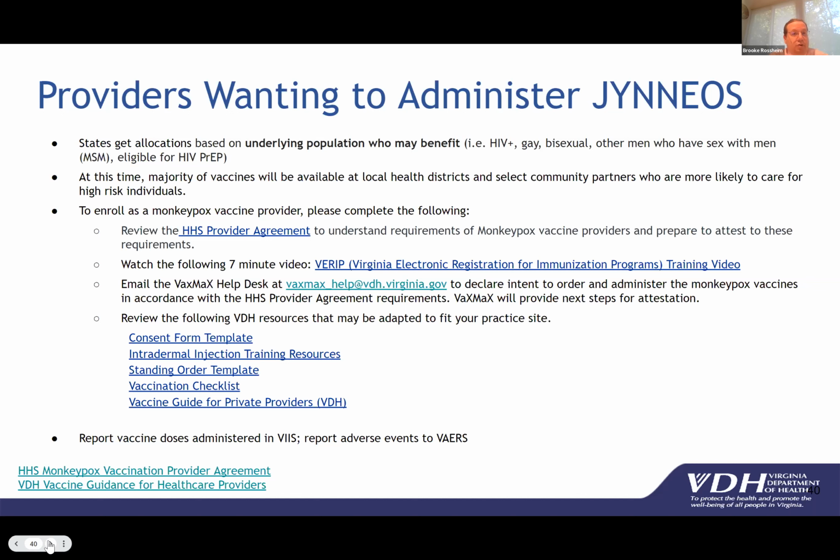This is kind of similar to COVID vaccines, where because this is under an emergency use authorization, there is an HHS provider agreement. There are other things that you have to do to administer Jynneos, and they're listed on this slide. But again, we would like to expand the number of people who are giving the vaccine because this makes it easier for patients to get Jynneos, whether it is being used for post-exposure prophylaxis, PEP, or pre-exposure prophylaxis. Next slide, please.